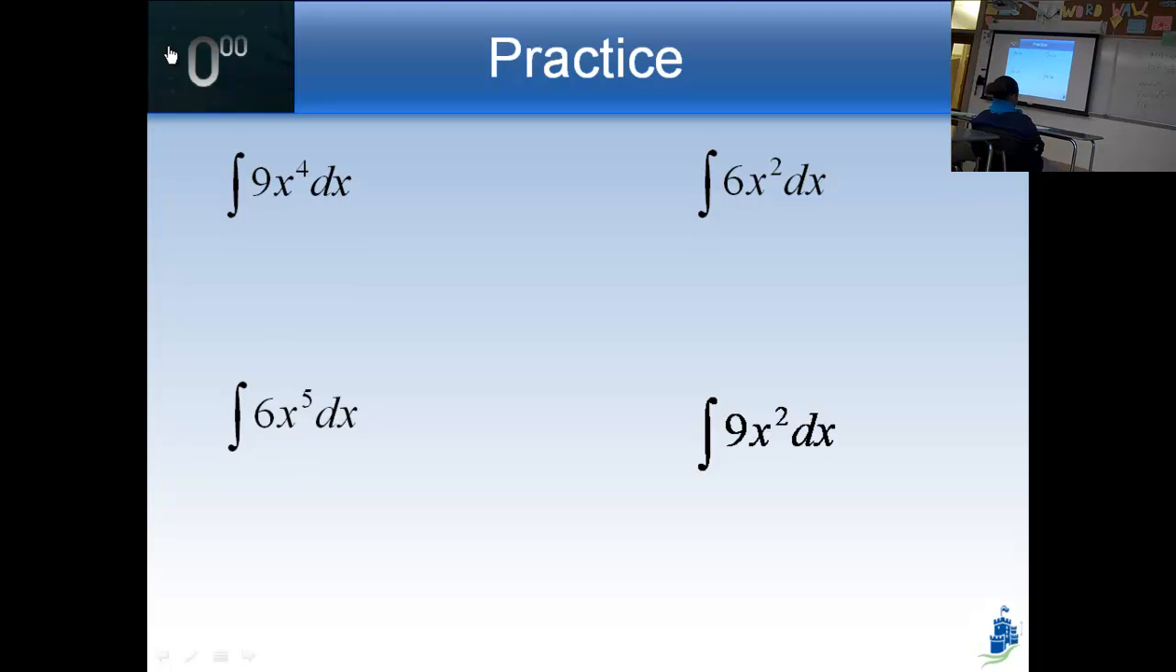All right, so here we go. The first one, you add 1 to the 4, you get 5. You divide by that 5, so 9/5 x to the 5th plus C. Raise your hand if you got that right. Raise your hand if you got the plus C.